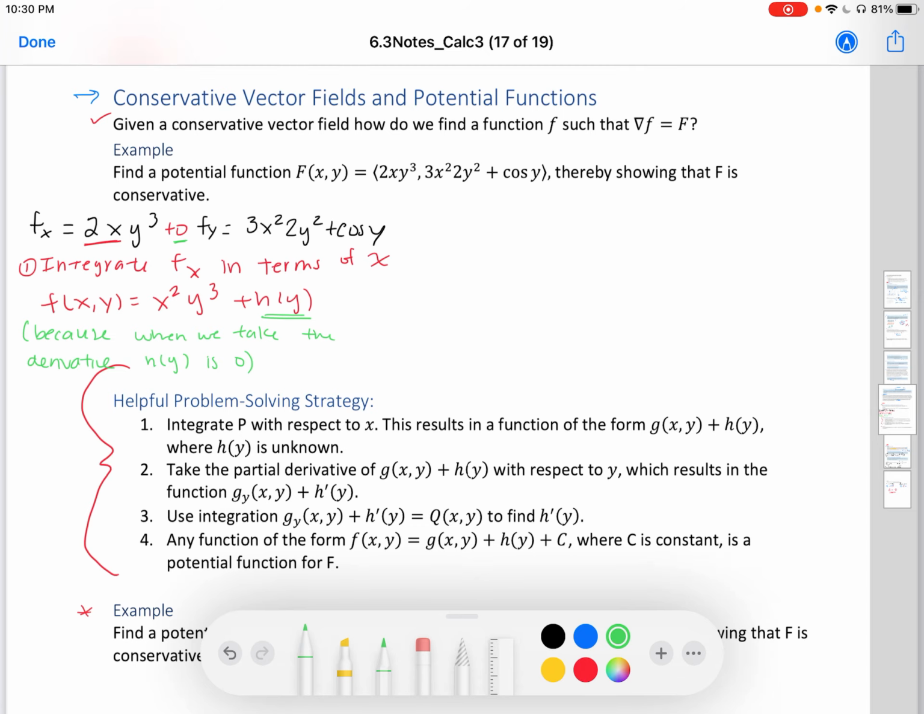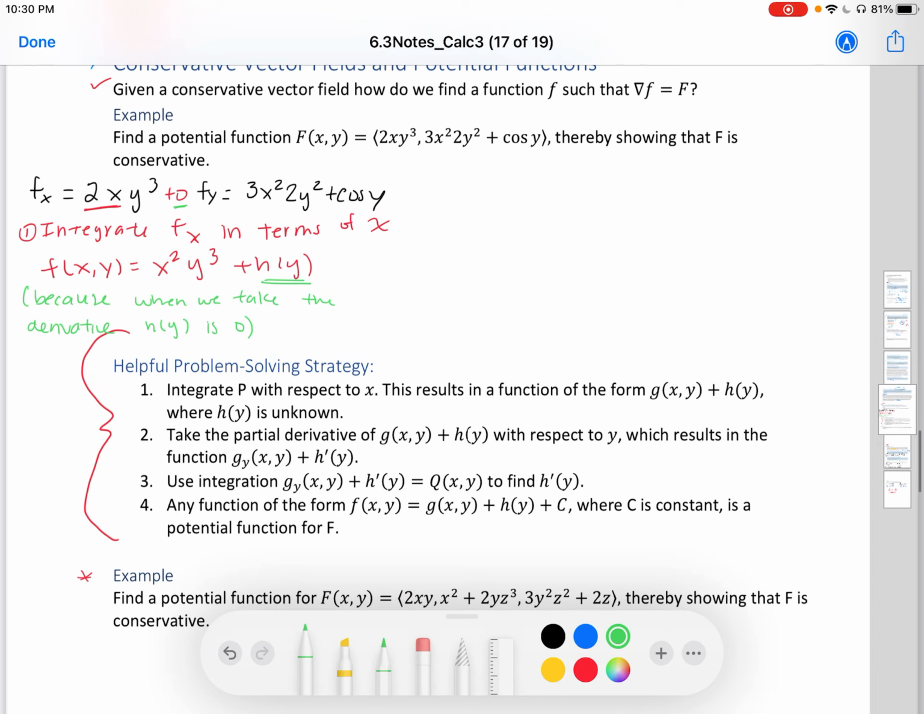Okay, next, so part 1, integrate p in terms of x. That's what we did. This results in a function of the form g of x comma y plus h of y, which is what we have, where h of y is unknown. We don't know what h of y is. Step 2, take the partial derivative of g of x comma y plus h of y with respect to y, which results in the function g y of x comma y plus h prime of y.